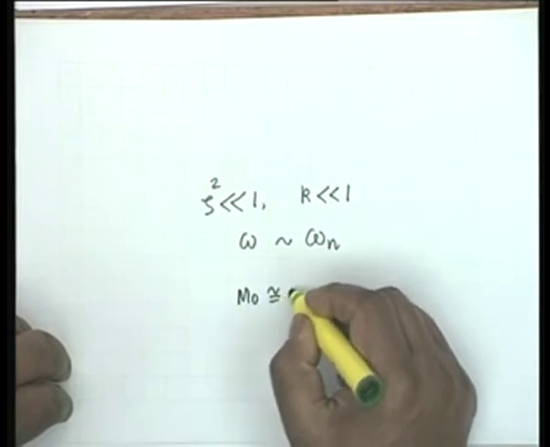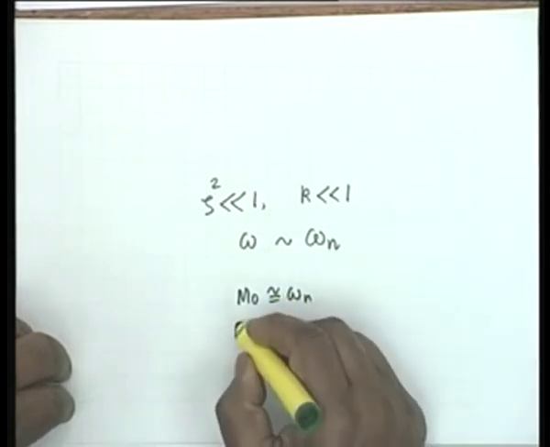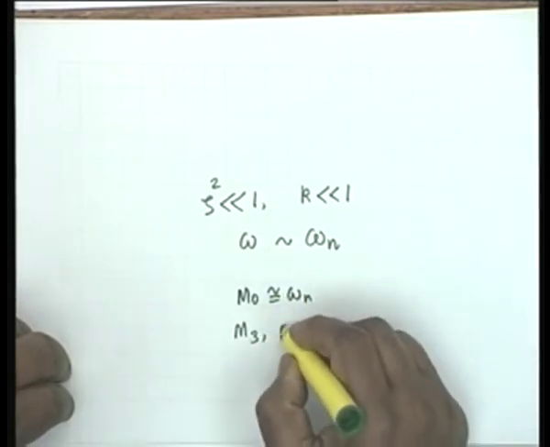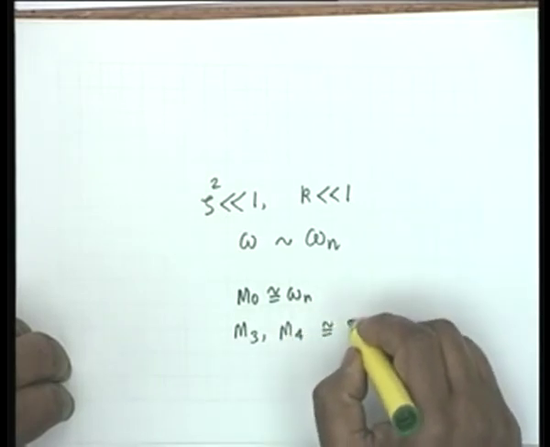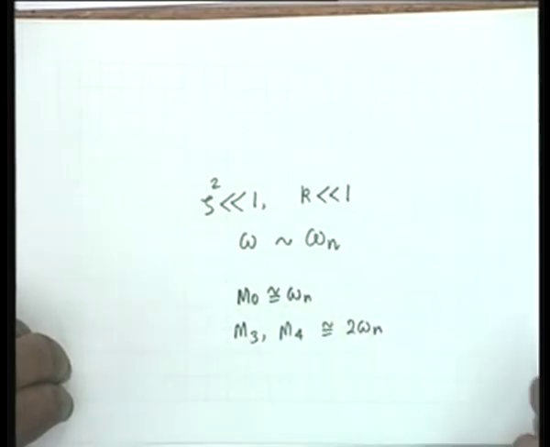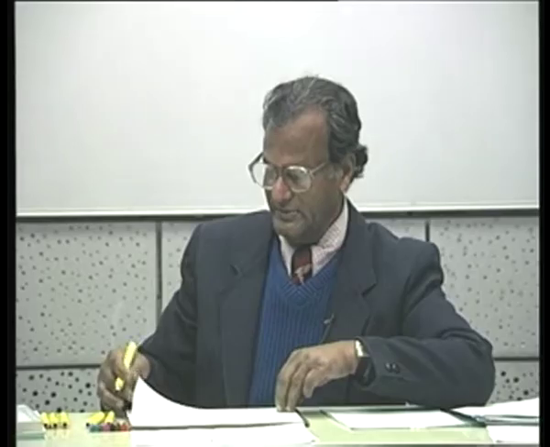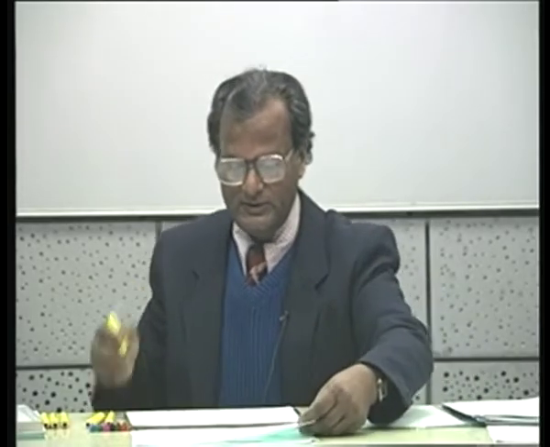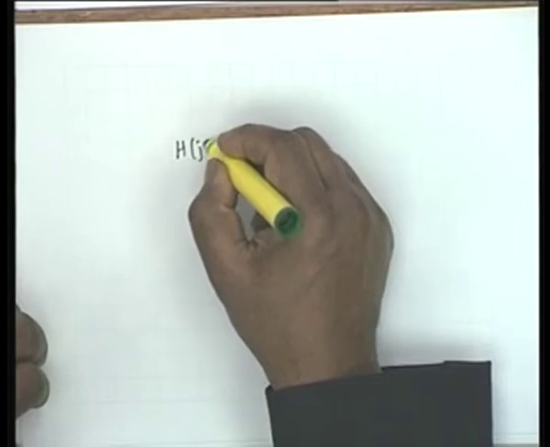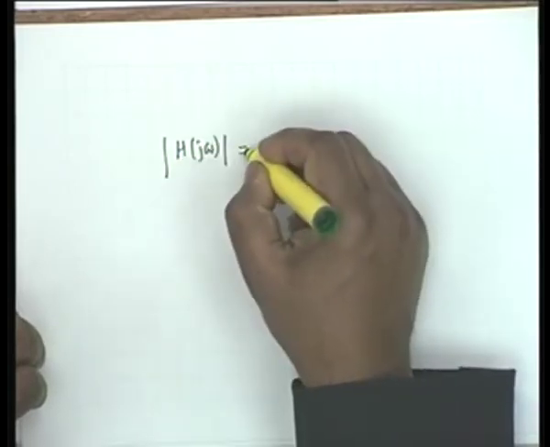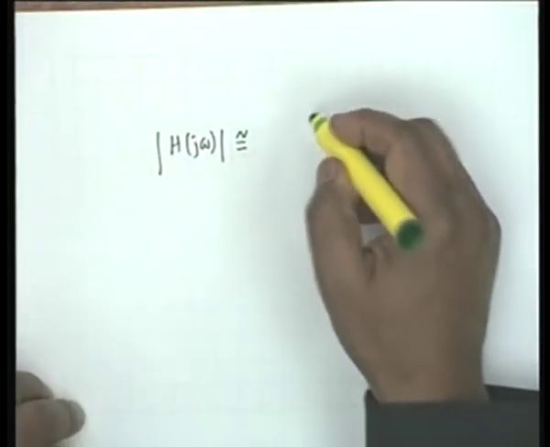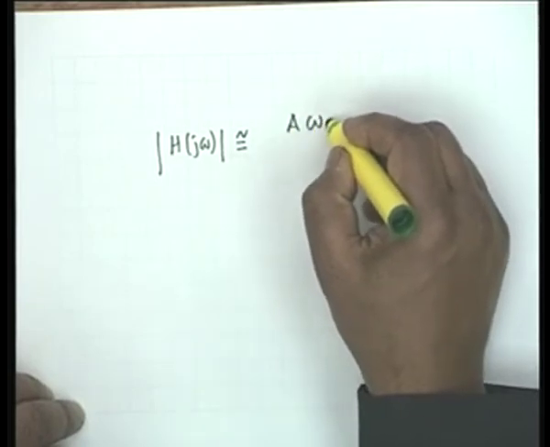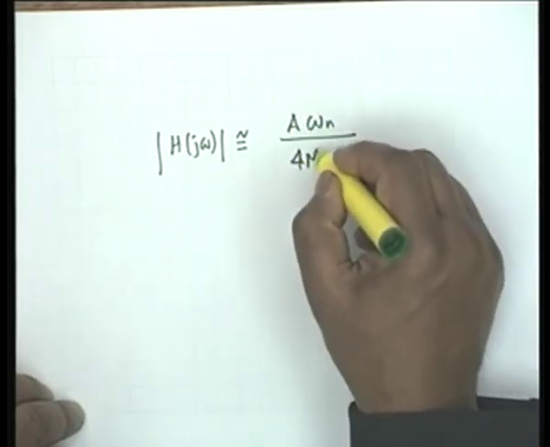and therefore the approximations that we used were m0 approximately equal to omega n, m3 and m4 both approximately equal to twice omega n, and under this condition the magnitude of the transfer function was approximated as A omega n divided by 4 m1 m2.